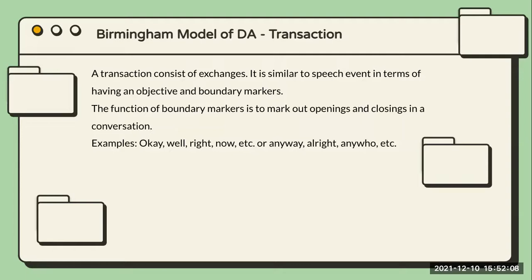Okay, so a transaction consists of exchanges. It is similar to speech events in terms of having an objective and boundary markers. The function of boundary markers itself is to mark out openings and closings in a conversation. For example, for opening boundary markers, we have okay, well, right, now, and so on. And for closing boundary markers, we have anyway, all right, anywho, and so on.